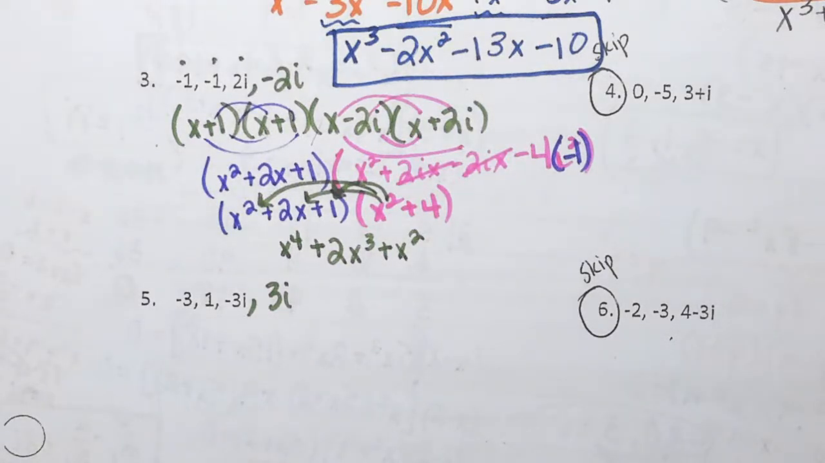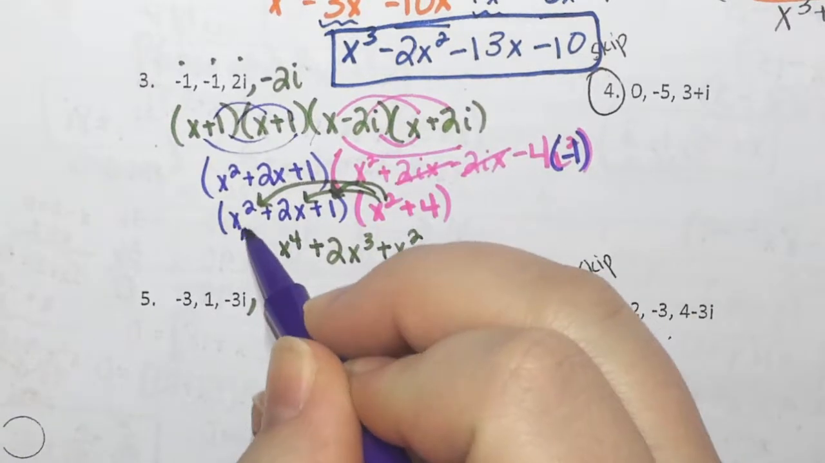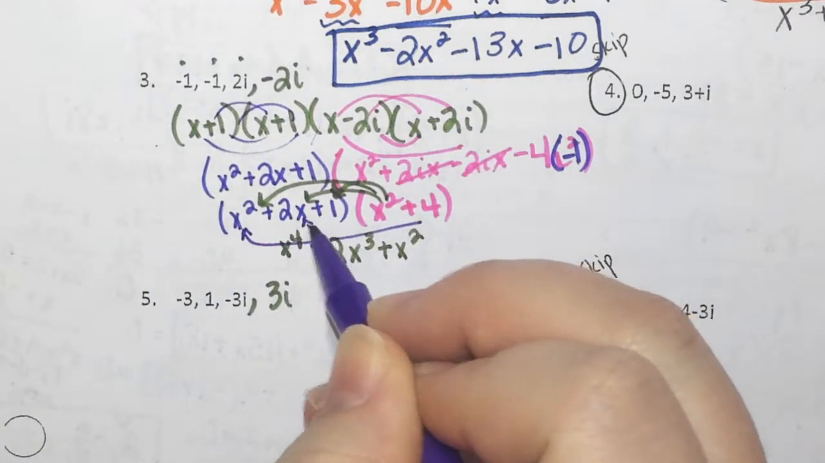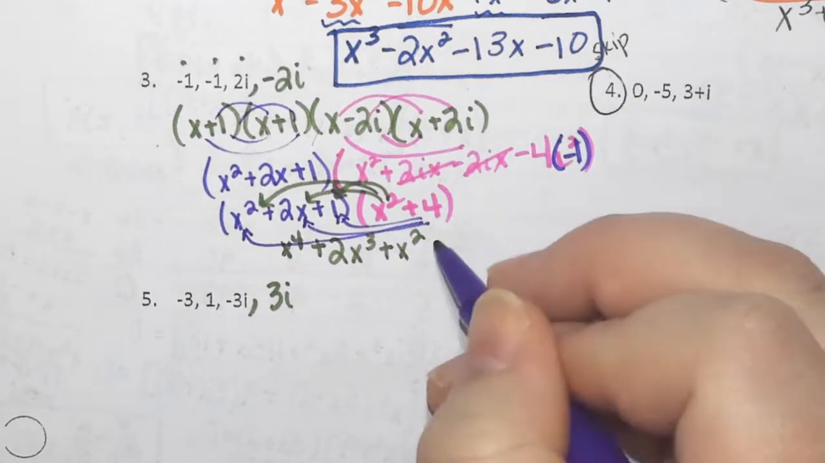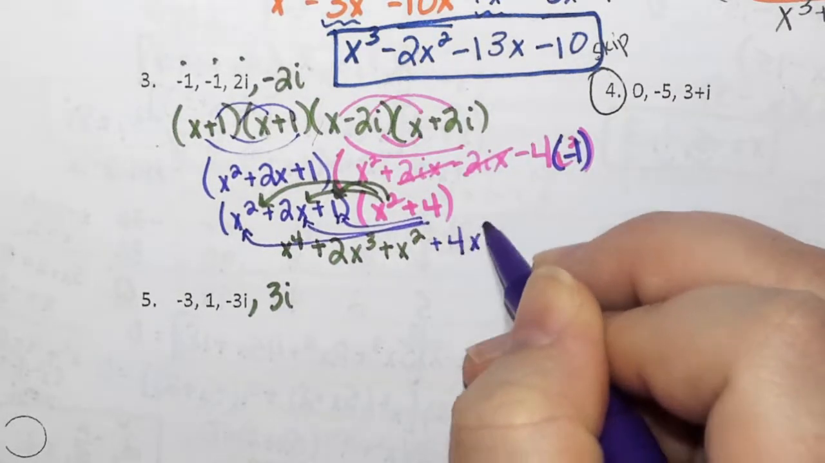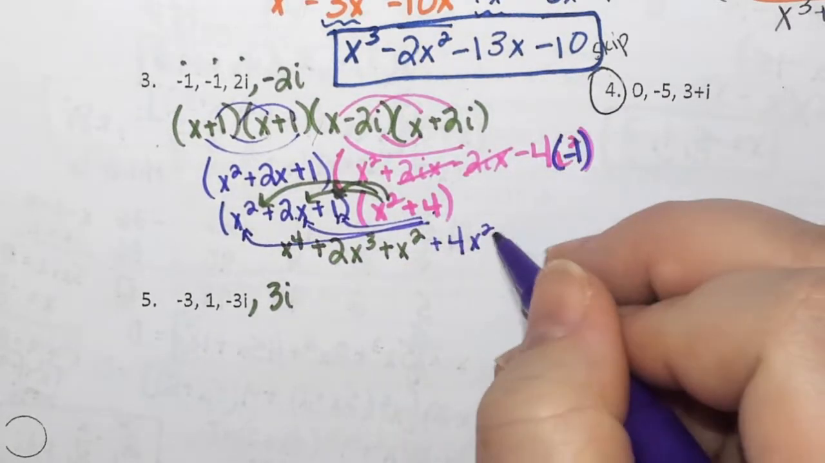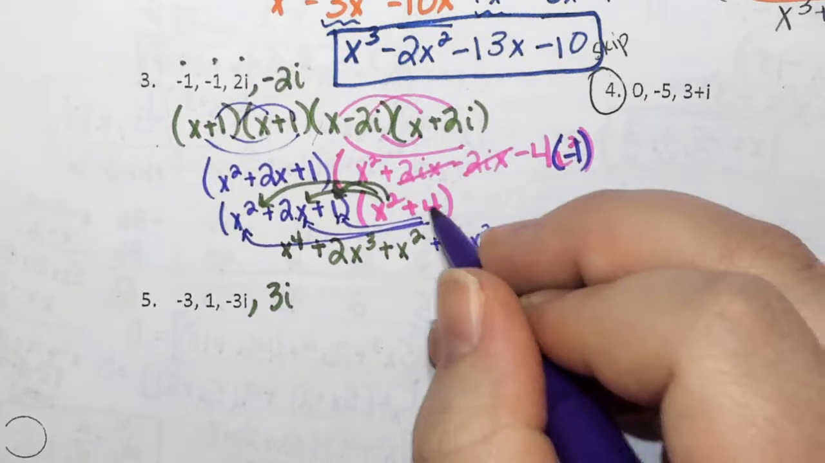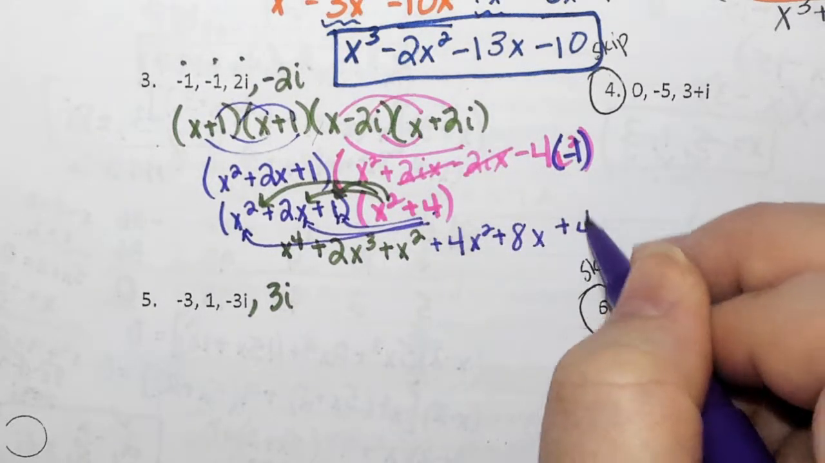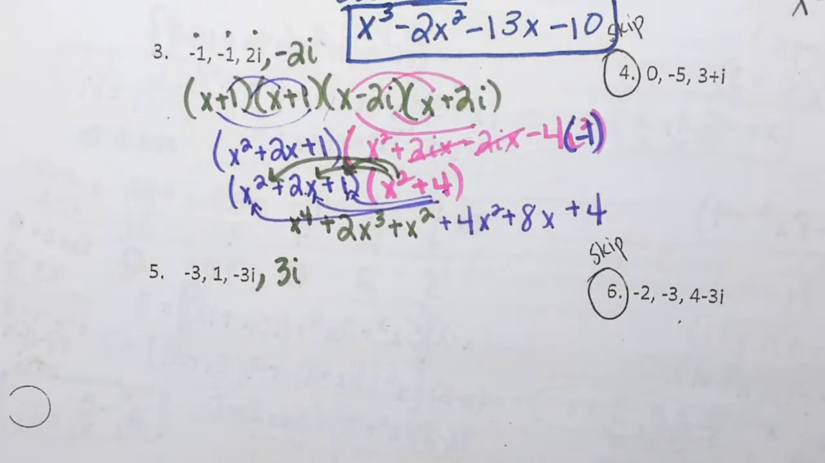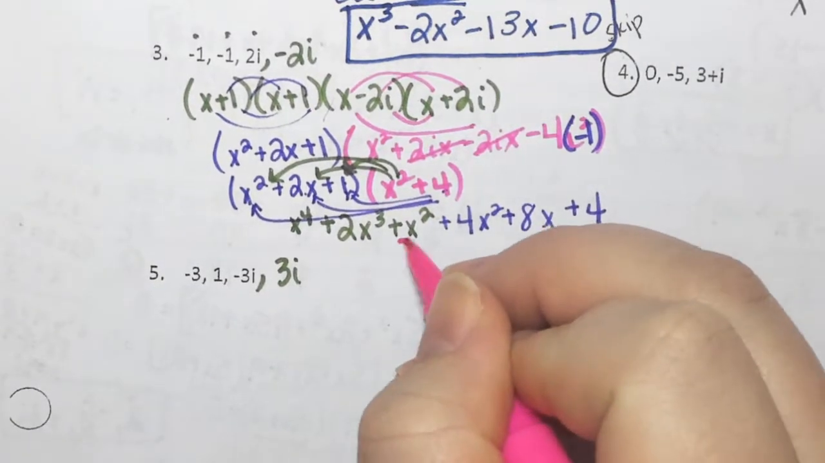And now that I've shared the x squared with everybody, I've got to go back through and share the 4. So 4 times x squared, I get 4x squared. 4 times 2x, I get 8x. 4 times 1, I get 4. And I'm almost thinking done. I only have one step left: are there any like terms I can combine, and there are.